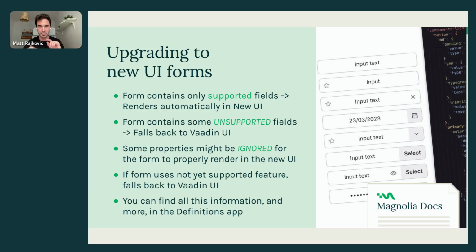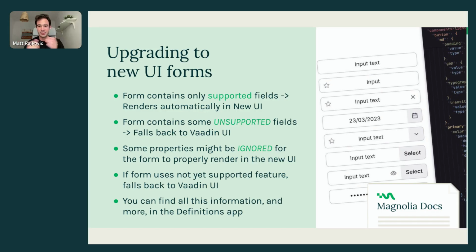Some properties in the process might be ignored. For example, the new forms don't support them anymore, but those are usually cosmetic things that are not present on the new forms. Also, if there is a feature that is not supported, the form falls back as well, making sure that the form always works. And just to let you know, if you, for example, have a form which is still falling back to Vaadin, to the original UI, you can easily check the definitions app and see what exactly is going on.